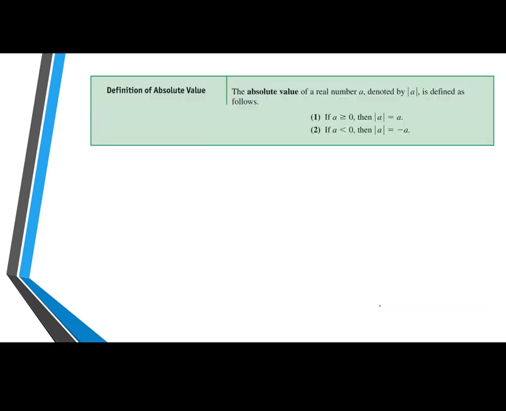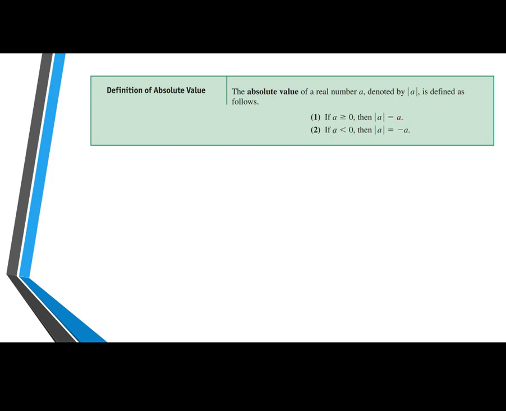Next is the definition of absolute value. So the absolute value of a real number A, denoted by bars, is defined as follows. If A is greater than or equal to 0, this could be positive, then the absolute value of A is equal to A.